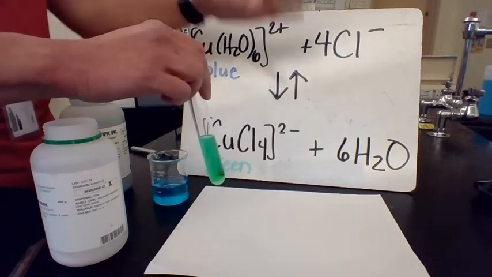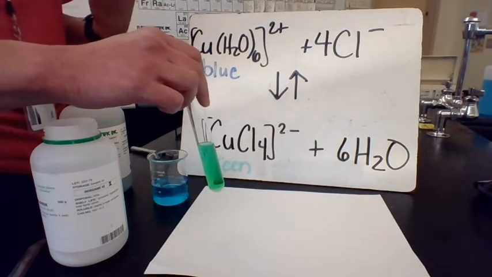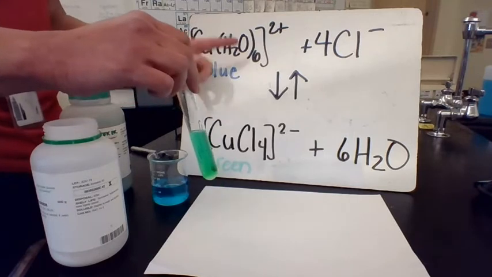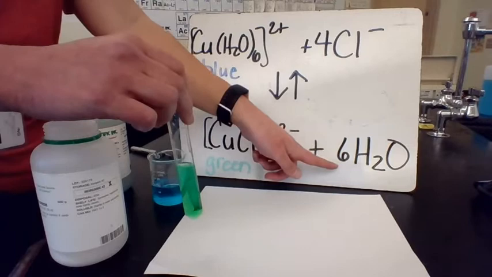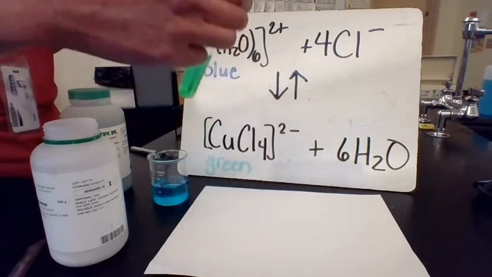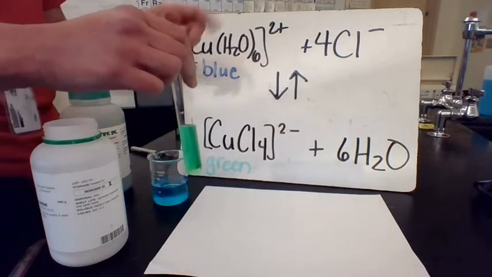But this is an equilibrium system, which means this process is reversible. So we should be able to do something to reverse it back and turn it back into blue. And we can do that by adding water, okay? So water is a reactant in the reverse reaction.